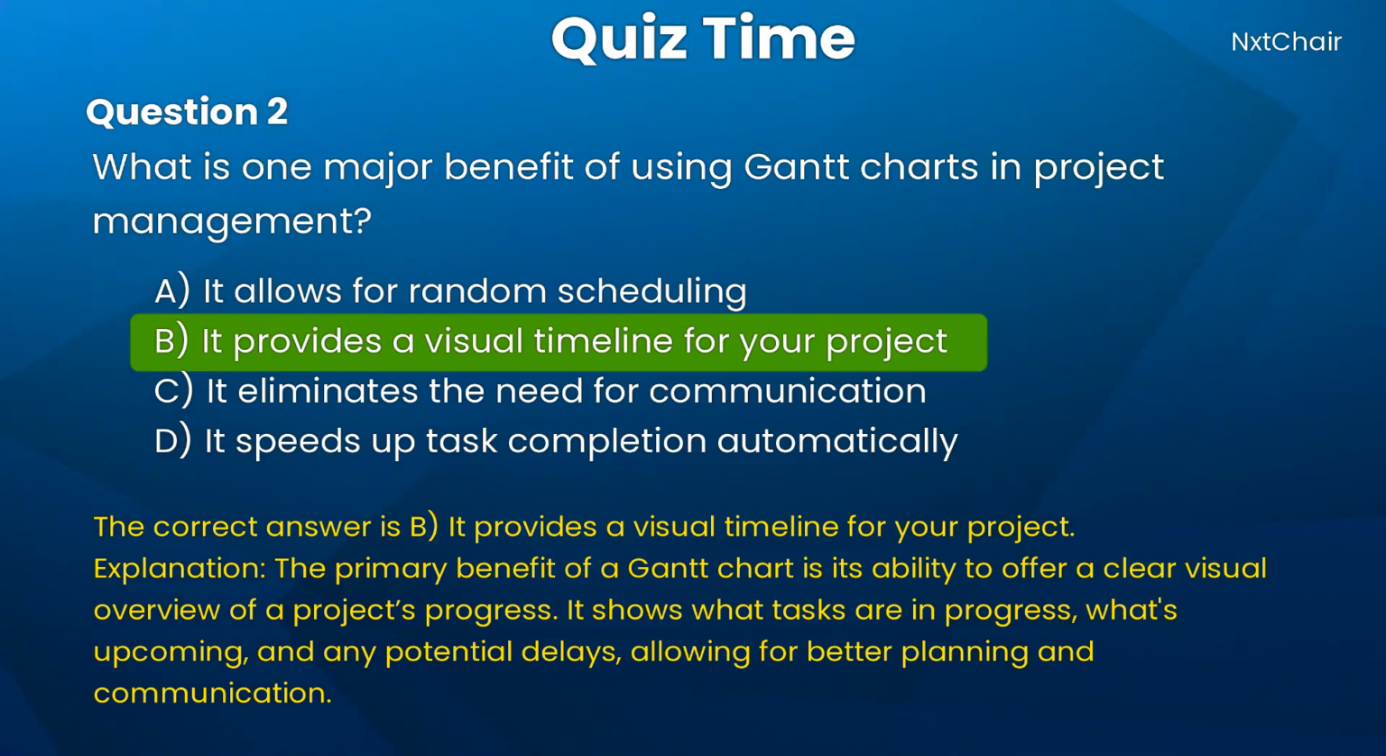The correct answer is B. It provides a visual timeline for your project. Explanation. The primary benefit of a Gantt chart is its ability to offer a clear visual overview of a project's progress. It shows what tasks are in progress, what's upcoming, and any potential delays, allowing for better planning and communication.